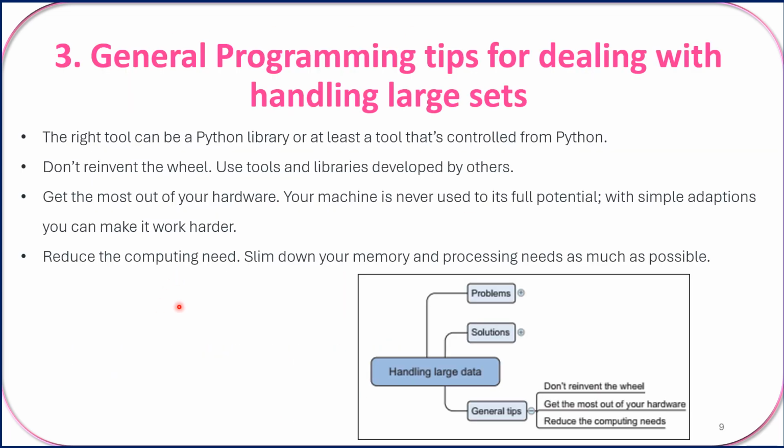And the next one is the tips, basic tips. Very simple: don't reinvent the wheel. It means don't try to create another new library. Better to go with the libraries and tools that have already been created and used. Also make use of the hardware. Try to extract its full potential, because it often doesn't work to the fullest extent, so with simple adaptations we can make it work harder. And the last one is reduce the computing needs. Try to cut down your memory and processing needs as much as possible, which will help you to handle the large volume of data. Thank you.